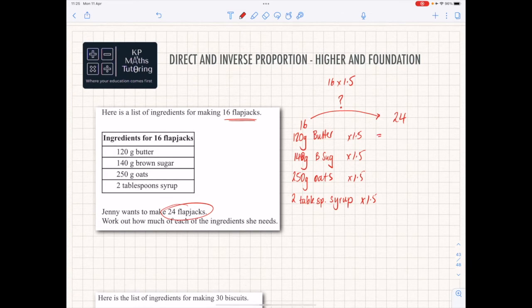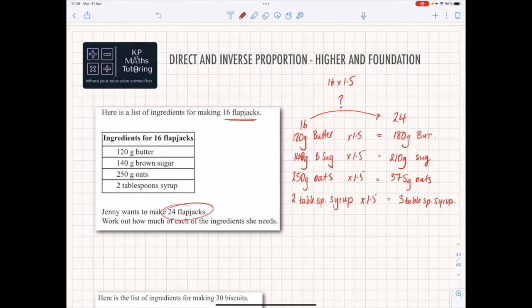So if I do 120 times by 1.5, I get 180 grams of butter. If I do 140 times 1.5, I get 210 grams of sugar. If I do 250 times 1.5, I get 375 grams of oats. And if I do 2 tablespoons of syrup times 1.5, I end up with 3 tablespoons. Okay.